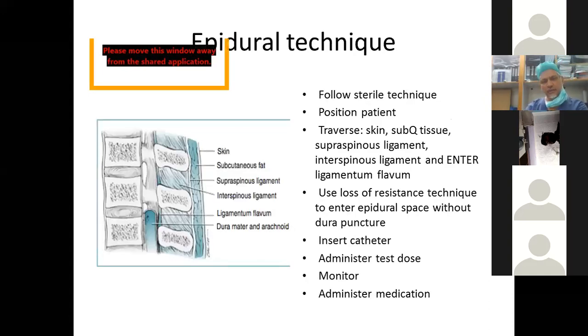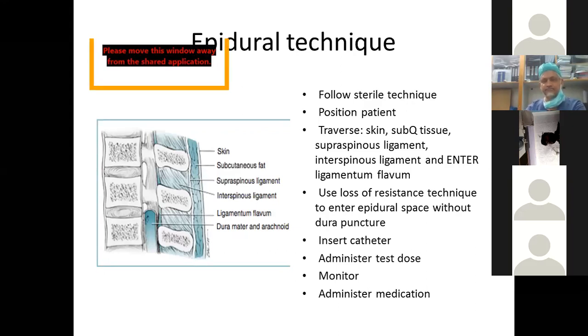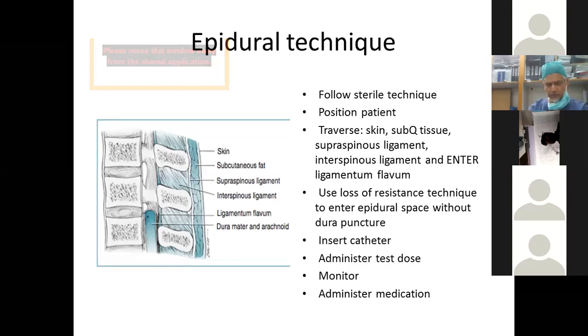Epidural technique: same aseptic technique, sterile technique, patient position, but here we go into the epidural space. It's the negative space. When we cross the ligamentum flavum, we feel the loss of resistance to air or saline, whatever we are using. Then we insert the catheter into the space, and after securing the catheter, we give the test dose, and then we give the bolus dose and infusion.